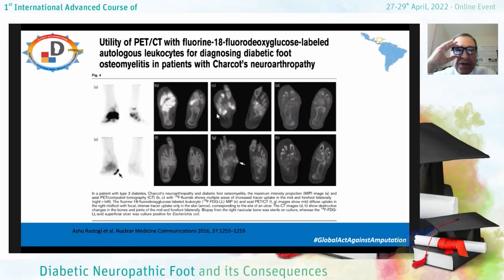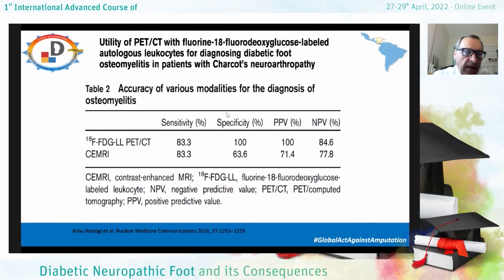Say, in this patient, the patient has Charcot neuroarthropathy in both feet, but only in the left foot, on the left part of the screen, you can see the osteomyelitis.